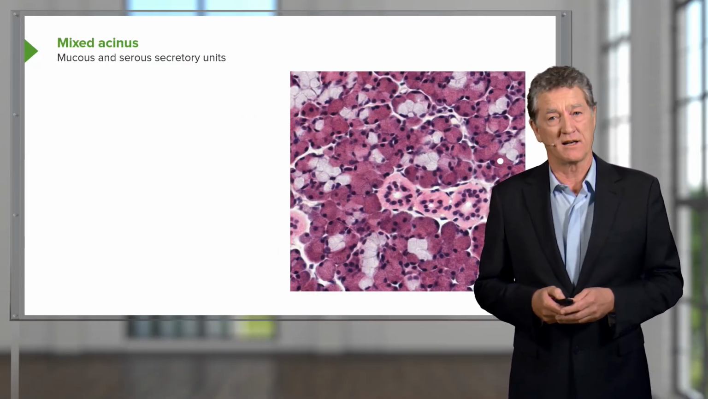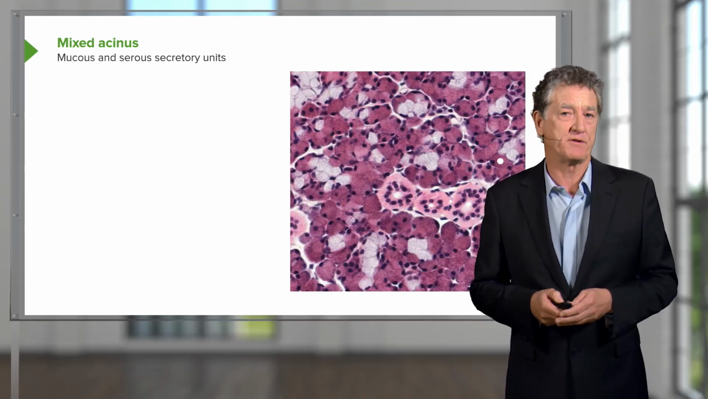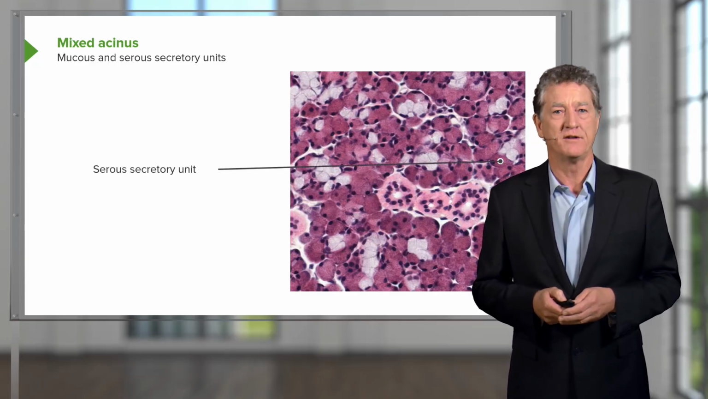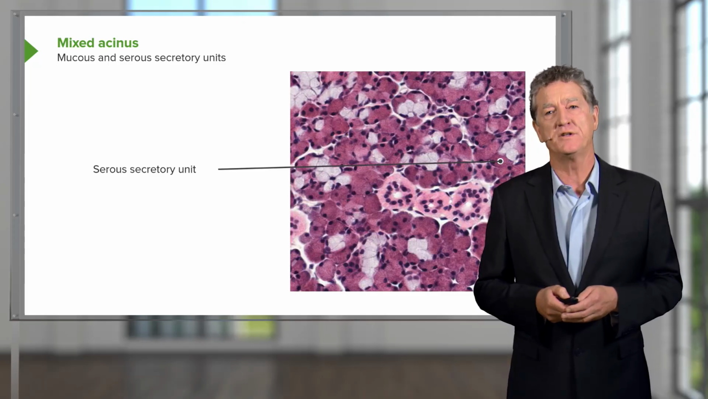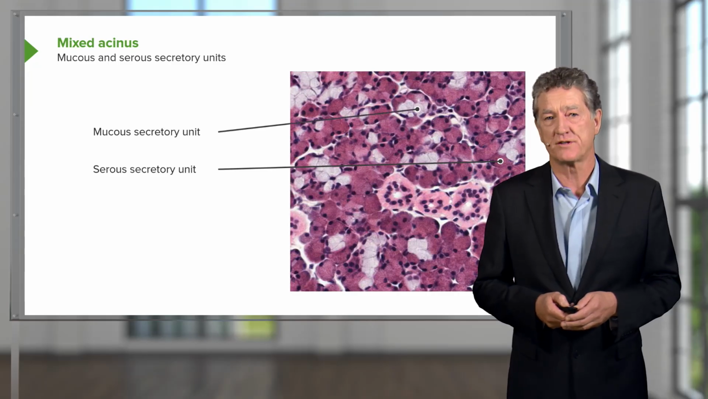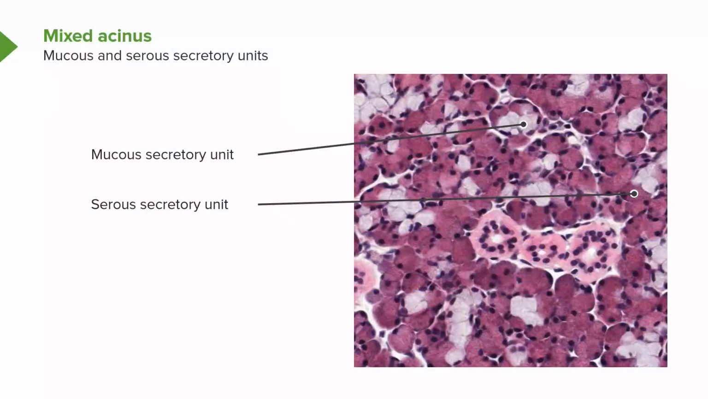Sometimes a gland can have both secretory units. Here you see a serous-secreting unit, very pink staining. Here you see a mucus-secreting unit. And here's an example of what I described before, where the secretory product is water-soluble and lost during the normal tissue processing we use to examine sections of tissue stained with hematoxylin and eosin.